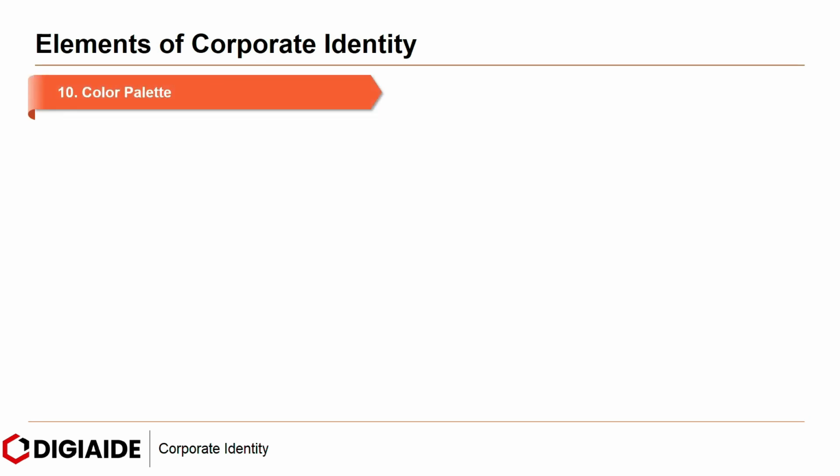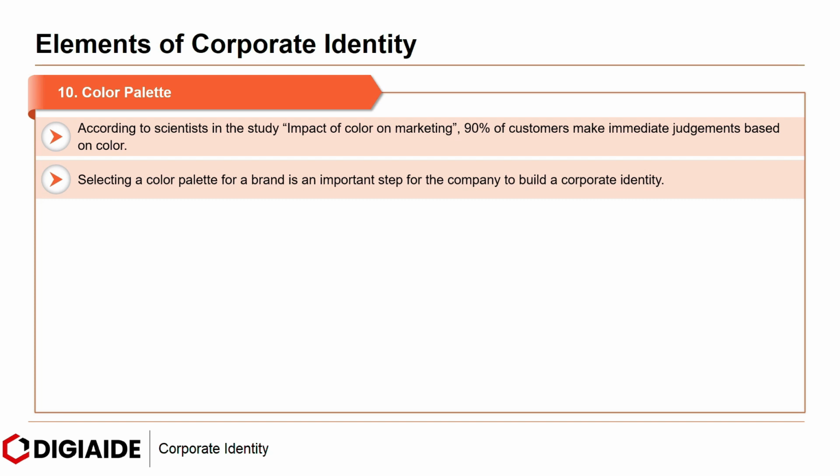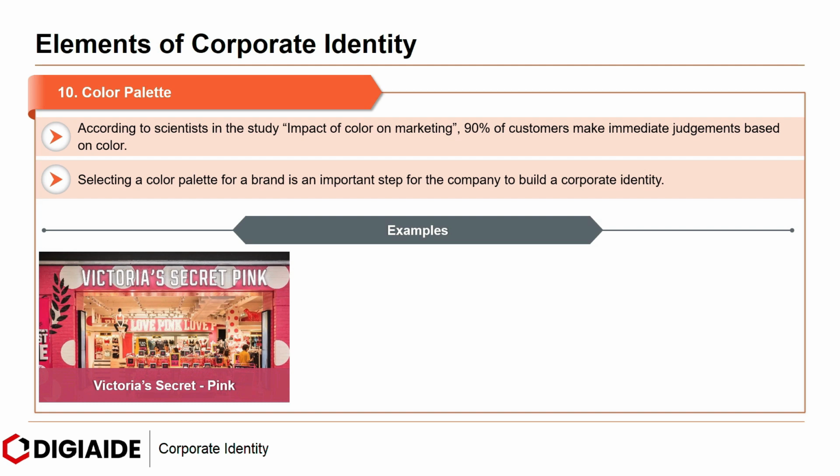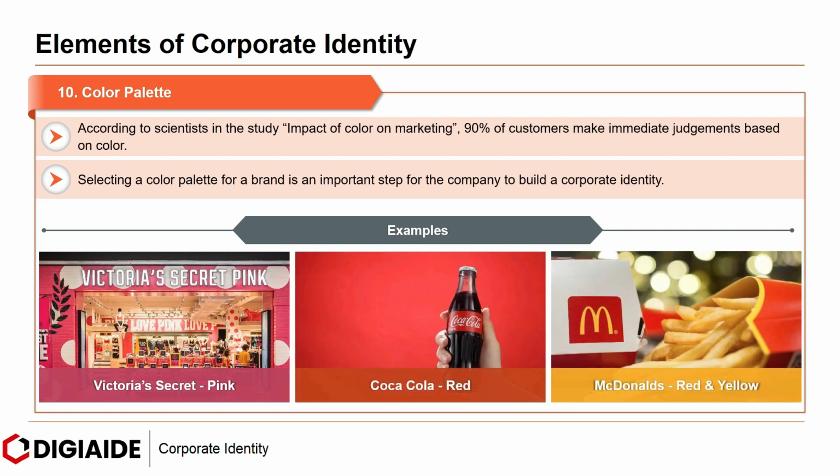And finally, the color palette. According to scientists in the study, impact of color on marketing, 90% of customers make immediate judgments based on color. Selecting a color palette for a brand is an important step for the company to build a corporate identity. Examples: Victoria's Secret and pink, Coca-Cola for red, and McDonald's red and yellow.